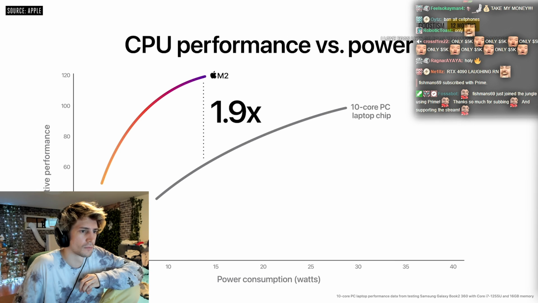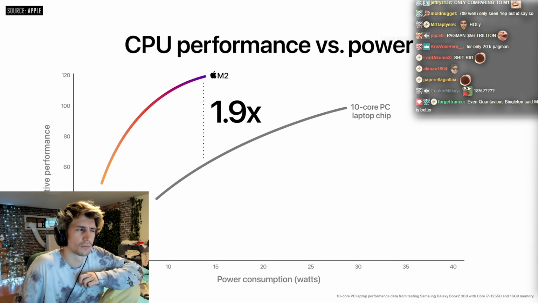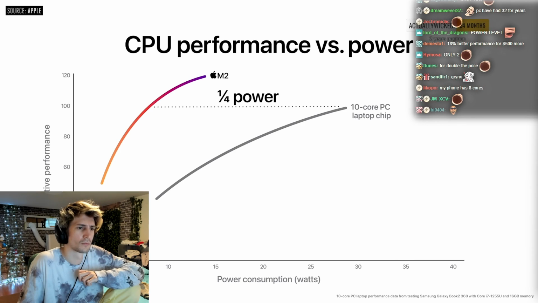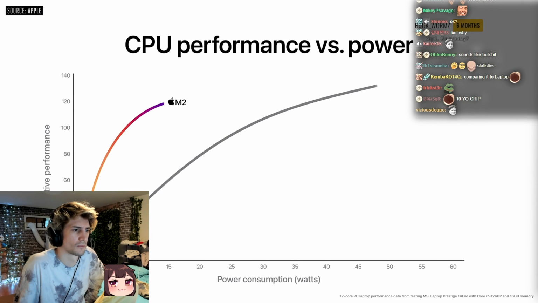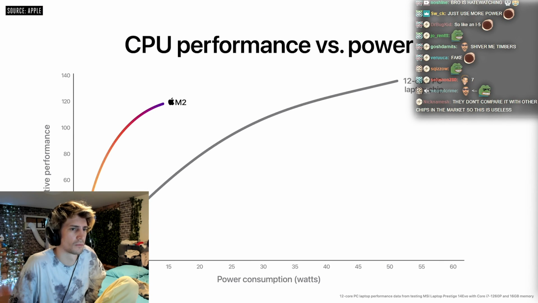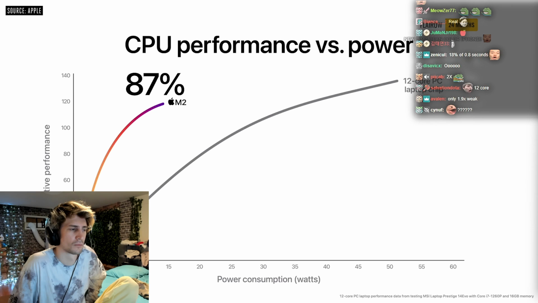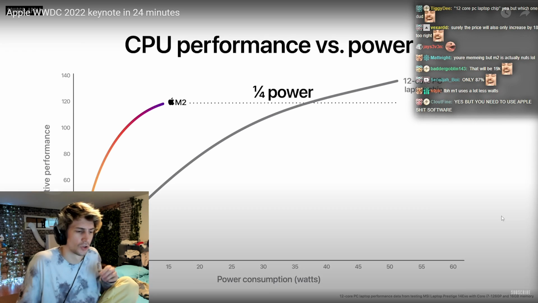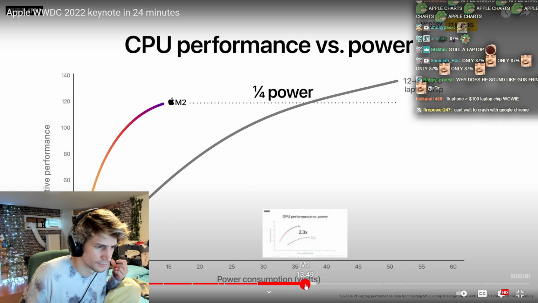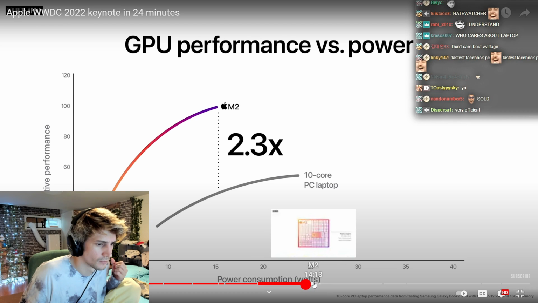And M2 delivers the peak performance of the PC chip while using a quarter of the power. Now let's compare M2 to the latest 12-core PC laptop chip, which needs dramatically more power to deliver an increase in performance. M2 delivers nearly 90% of the peak performance of the 12-core chip while using just a quarter of the power. This is what we mean by faster performance at the same power level.